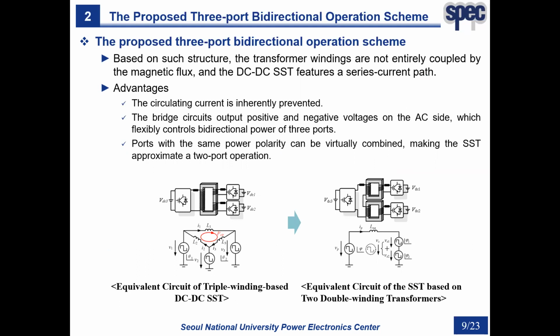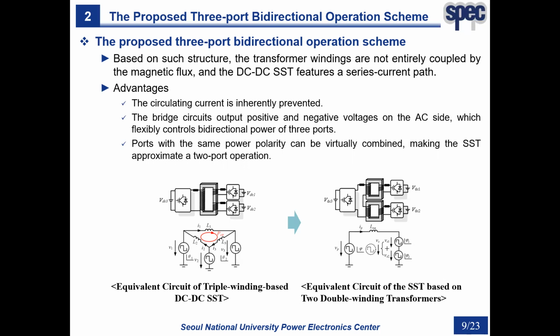Based on such structure, the transformer windings are not entirely coupled by the magnetic flux. And the DC-DC SST features the series current path. As compared with the figures, the triple winding transformer-based DC-DC SST has the parallel current path, which creates a circulating path for the current, denoted by the red line, while with the series current path, the circulating current is inherently prevented.